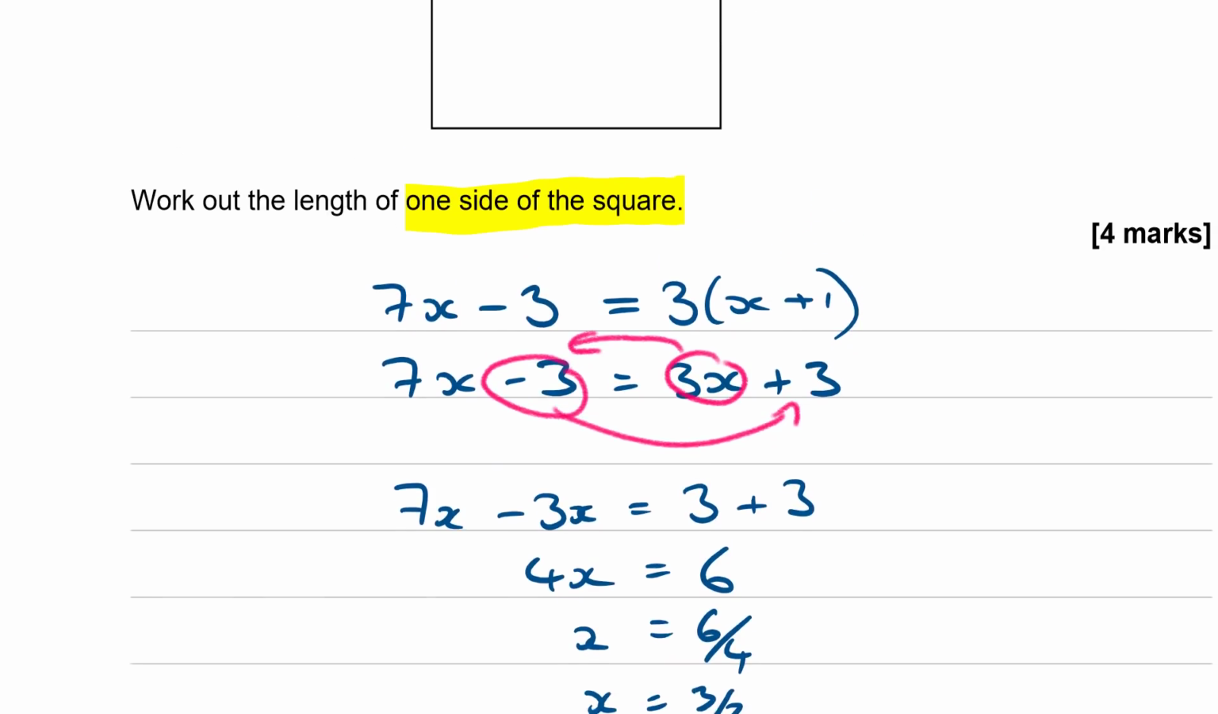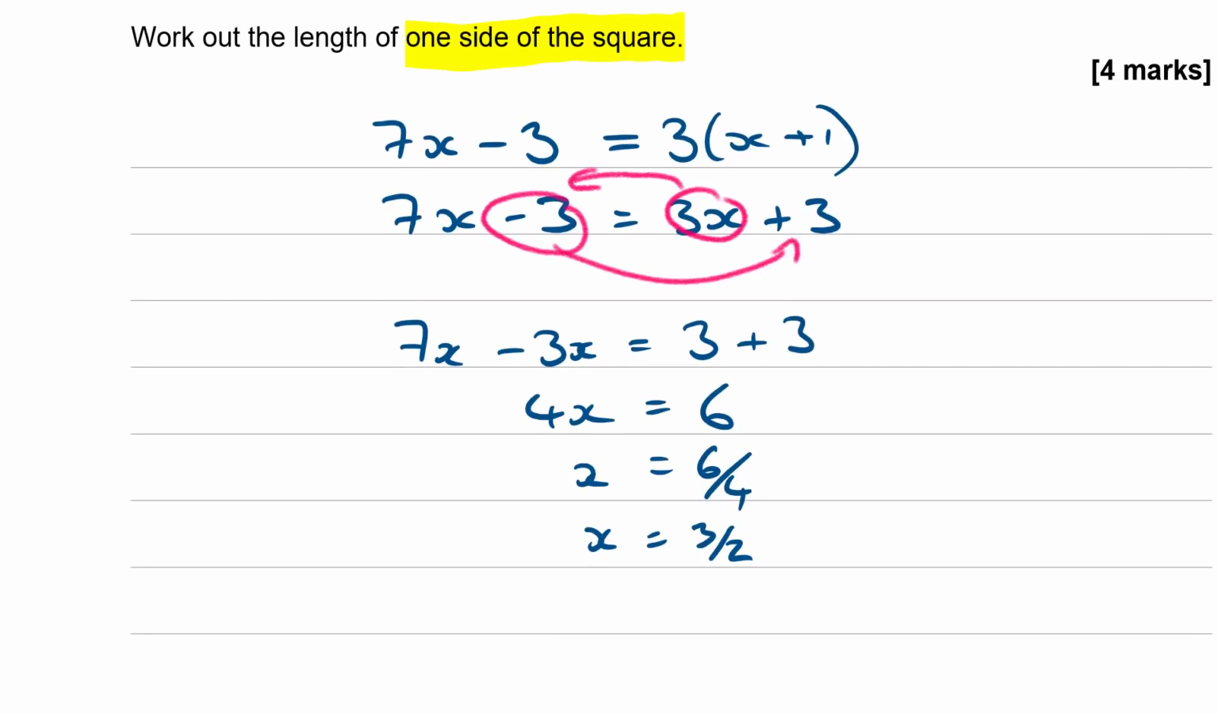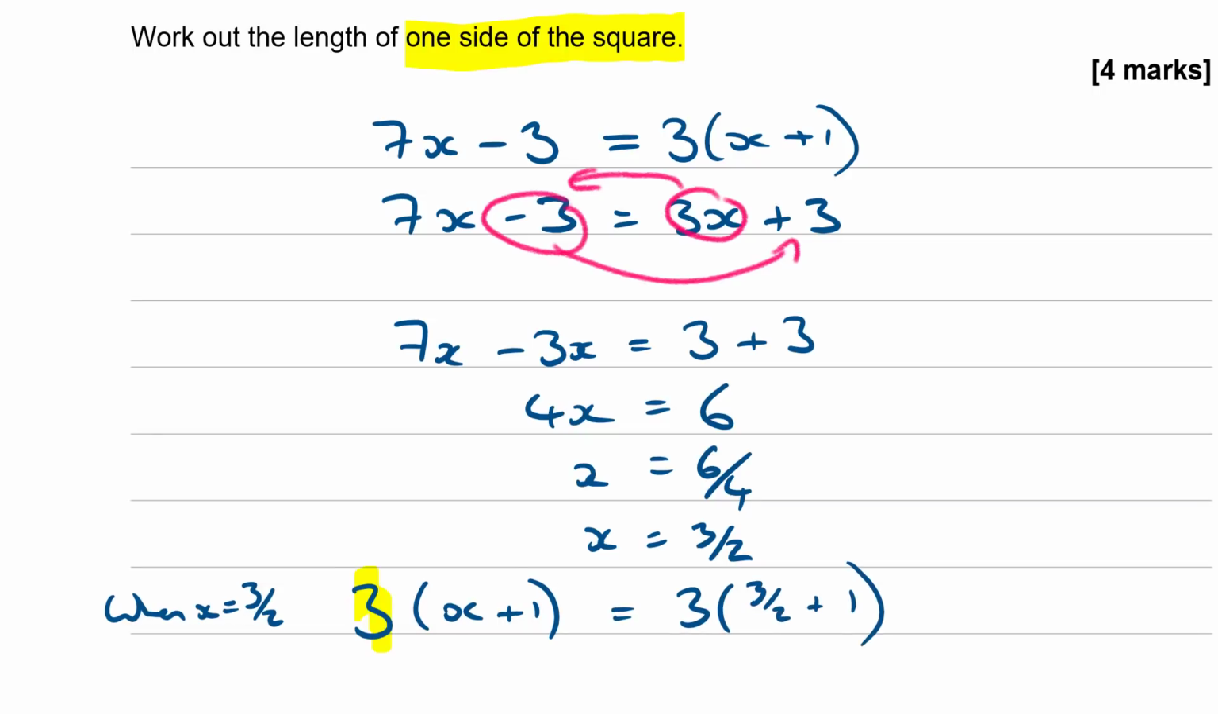We can use either one of those, so I'm going to use the 3 lots of x plus 1 because it looks slightly easier. So when x equals 3 over 2, then 3 lots of x plus 1 is 3 lots of 3 over 2 plus 1. So 3 over 2 plus 1 is 5 over 2, times 3 is 15 over 2, which is 7.5.